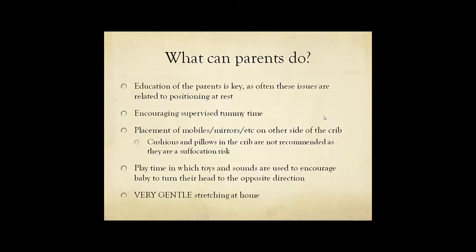Allows them to strengthen their extensors and reduce a lot of the time spent laying on that one side. And this is typically recommended around 3 to 4 months of age. We also recommend placement of mobiles, mirrors, and anything else that you can on the other side of the crib than where they typically are, because if the baby is commonly looking one direction, this will encourage them to look the other way. Cushions and pillows in the crib are really not recommended as they are actually a suffocation risk, so do not advise propping the baby up to make them look the other direction.